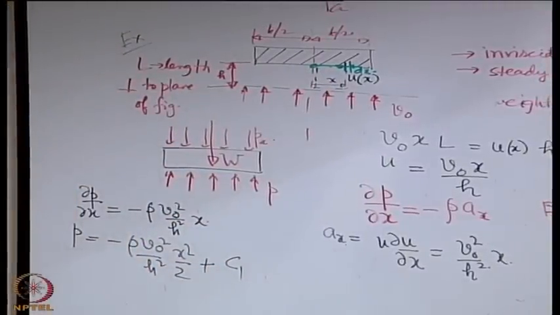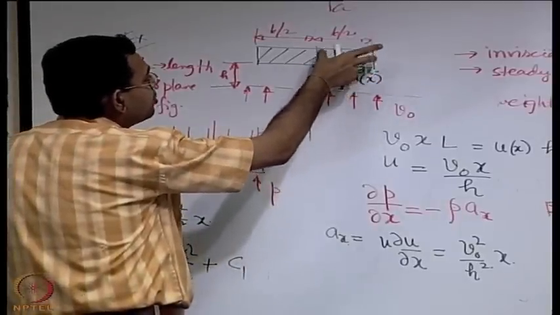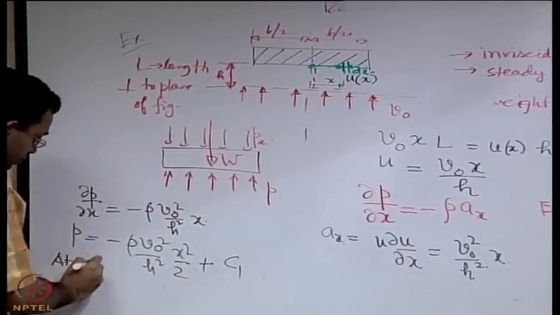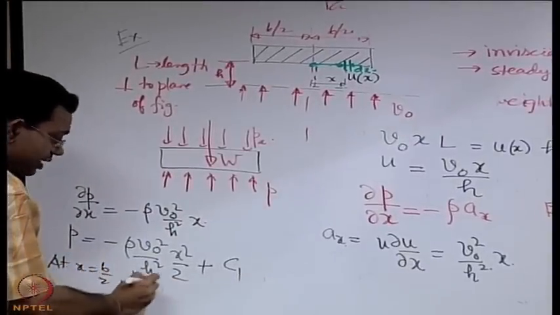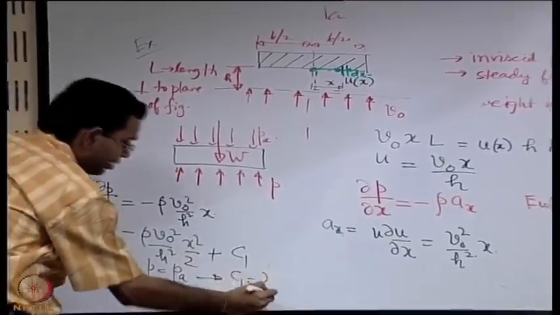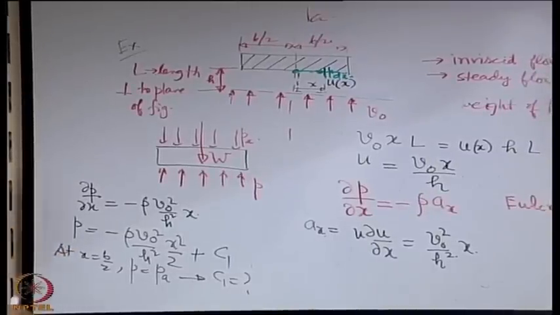How can we find out this? We know that at x equal to b by 2, p is equal to p atmosphere. So at x equal to b by 2, p is p atmosphere. So from here you can find out what is c1 by putting this boundary condition. So then you know p as a function of x.